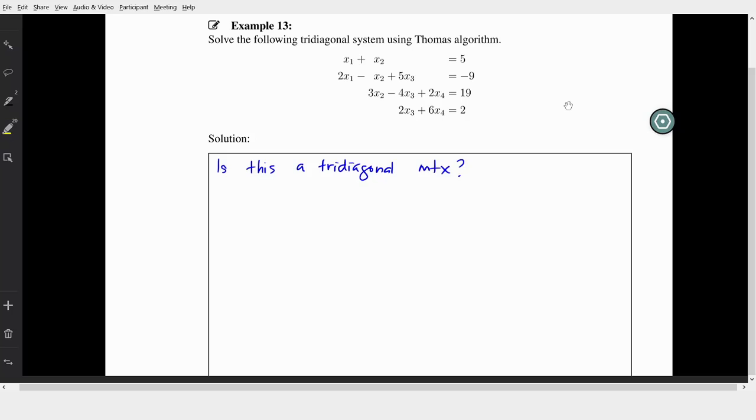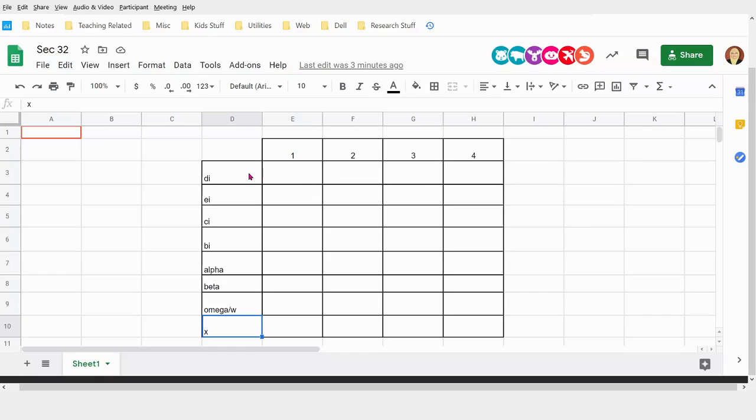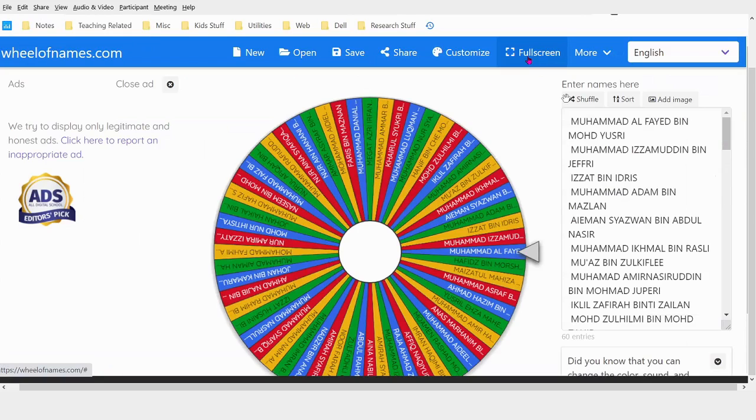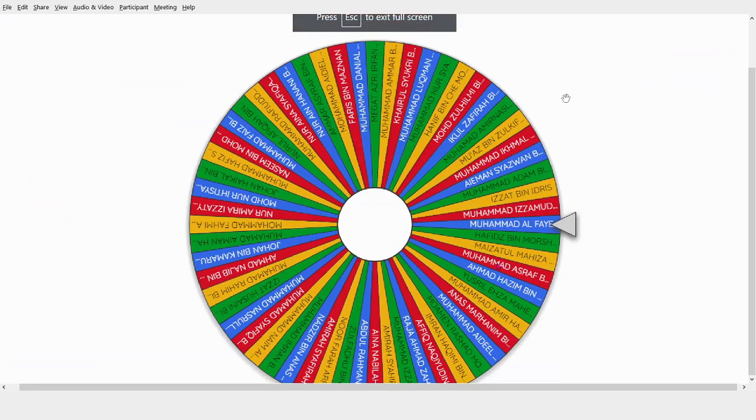Okay, saya buat Google Sheet dulu so that nanti you can fill in the answers dekat situ. Each rows yang kita ada dekat situ, fill in what are the elements of the D, E, C, B, alpha, beta, omega, and finally the X. So 8 people. I'm going to spin the wheels here. So ada 8 orang. So bismillah.